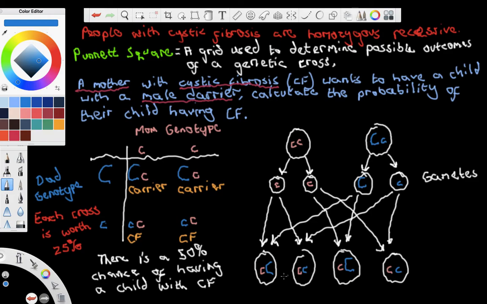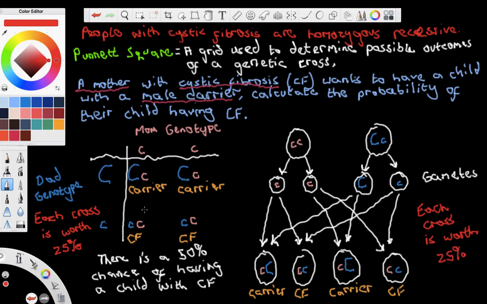Again, each of these crosses show a 25% chance. So we can still write in our phenotypes. So this one would be a carrier, and so would this one. This one would have cystic fibrosis, and this one would have cystic fibrosis, okay? Again, each cross would be worth 25%.